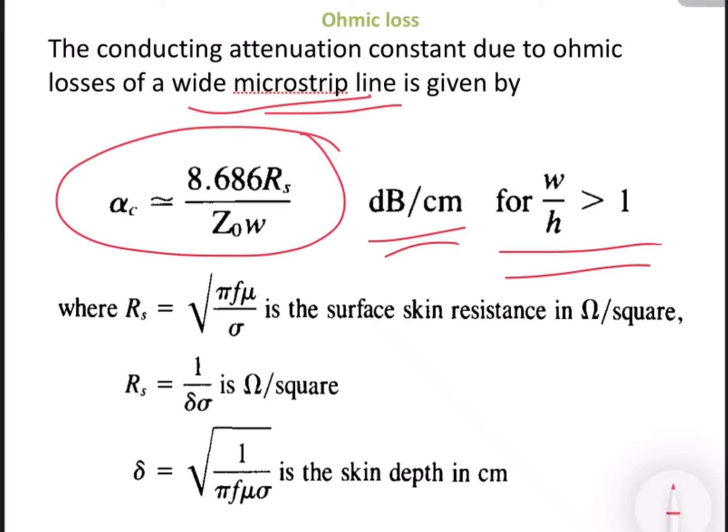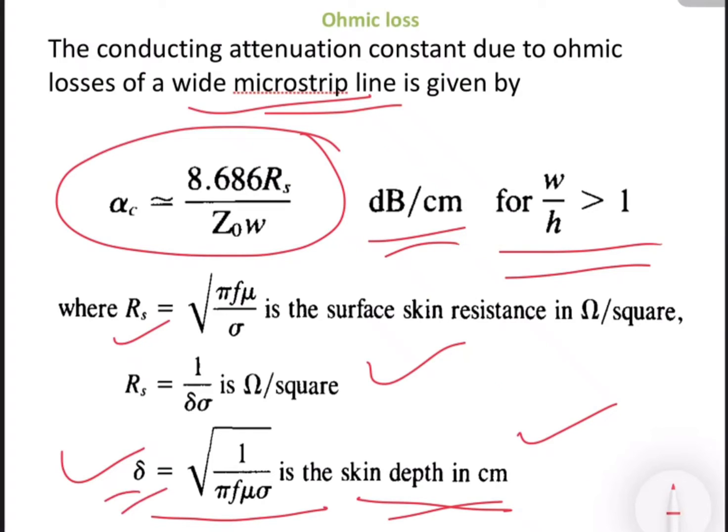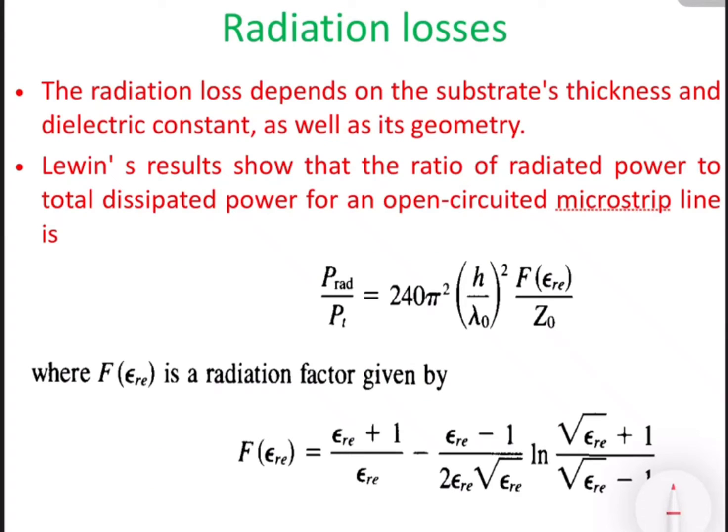And coming to the equations, Rs is the root of pi f mu divided by sigma, the series resistance or surface skin resistance is 1 by delta sigma, where delta is equal to root of 1 by pi f mu sigma, the skin depth in centimeters. Delta stands for skin depth. So this is about the ohmic loss, which results in the microstrip line due to the strip conductor. And the third one is radiation loss.